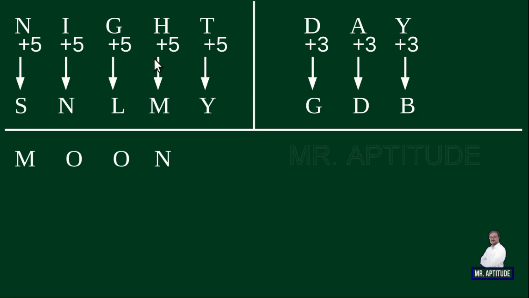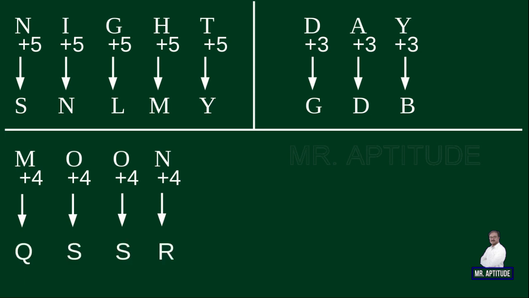But my question is, why should we add 5 here and why should we add 3 here? It's simple. It's based on the number of letters present here. As there are 5 letters in the word night, every letter is added to 5. As there are 3 letters present in the word day, 3 is added to every letter present in the word day. In the same way, moon. Number of letters present in the word moon, 4. So every letter plus 4. M plus 4 is Q, O plus 4 is S, O plus 4 is S, N plus 4 is R.